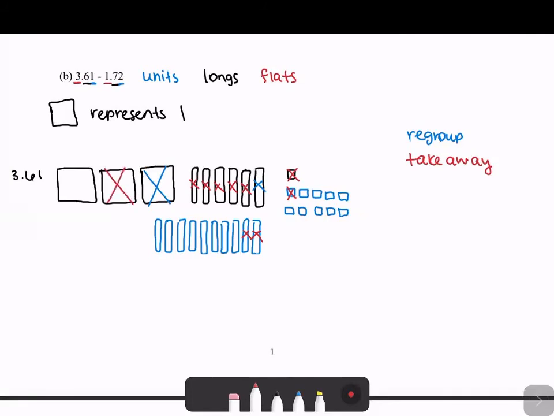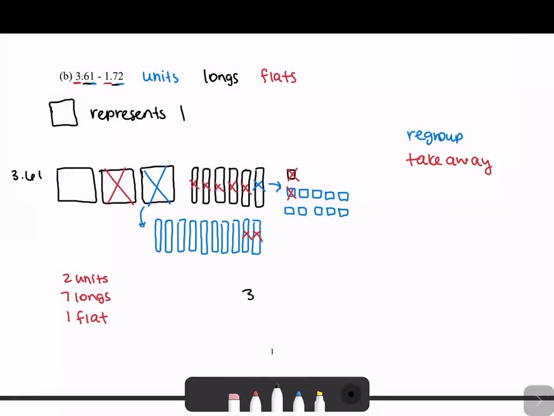So we took away, I'm just going to write it here in red, 2 units, 7 longs, and 1 flat. So those are the things that we took away in red. In the blue, I can draw arrows just to make it a little bit more clear, is how we represented regrouping a long into units and a flat into longs. So we see what we have left.